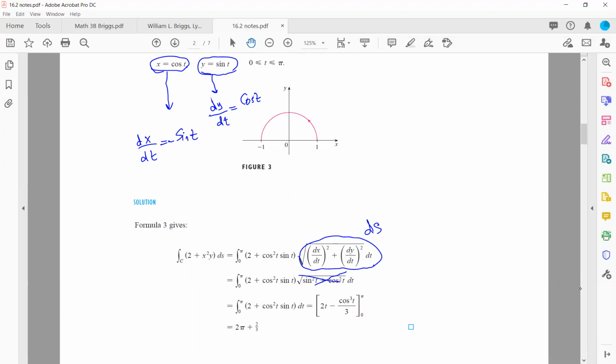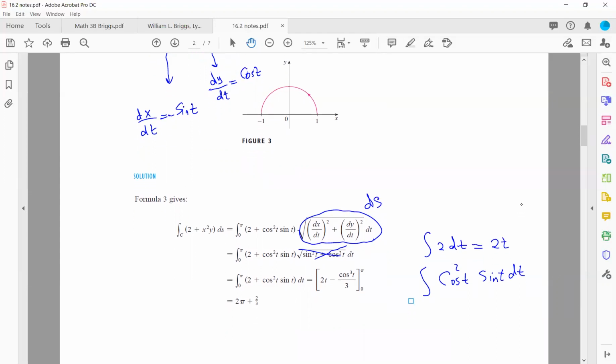We're just taking the integral of 2 plus cosine squared times sine with respect to t when t ranges between 0 and pi. So the first integral, the integral of 2 dt, is just 2t. The second integral, you can use u-substitution, the integral of cosine squared times sine dt. You can say that I want to take u to be my cosine. The derivative of cosine is negative sine, so this is minus the integral of u squared du.